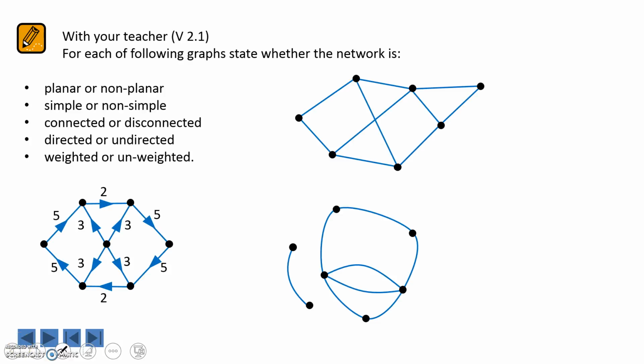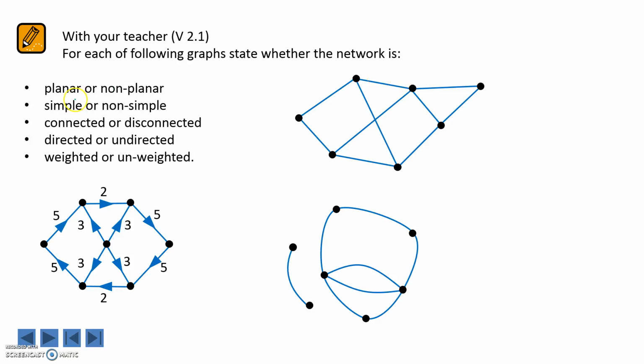Turn to page 14 in your book, and we're going to have a look at the top of the page there with your teacher section. We're going to look at each of these following graphs and state whether the network has these 5 things. So let's have a look at this first one here.